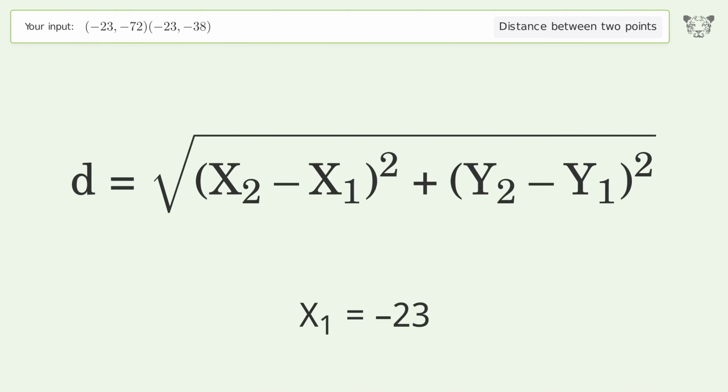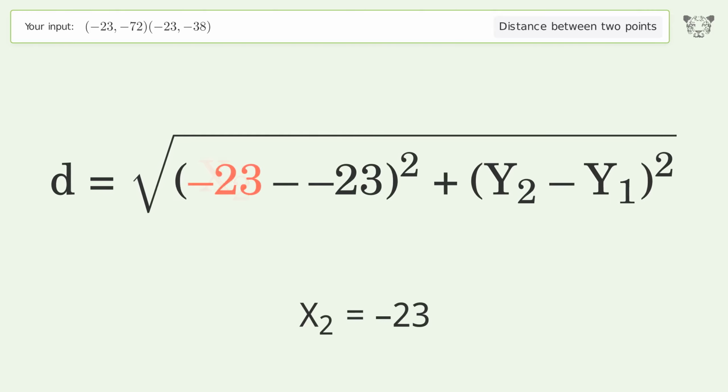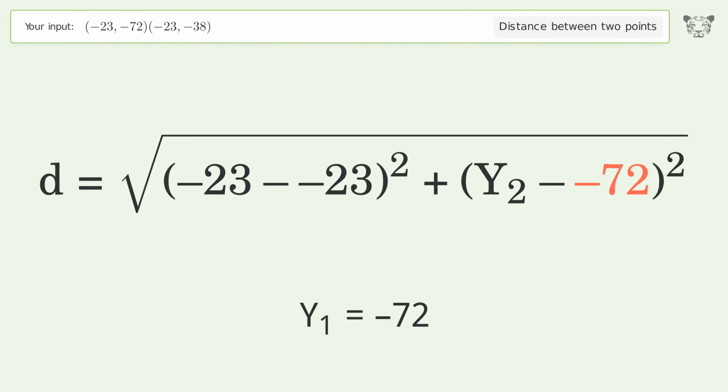x1 equals -23. x2 equals -23. y1 equals -72. y2 equals -38.